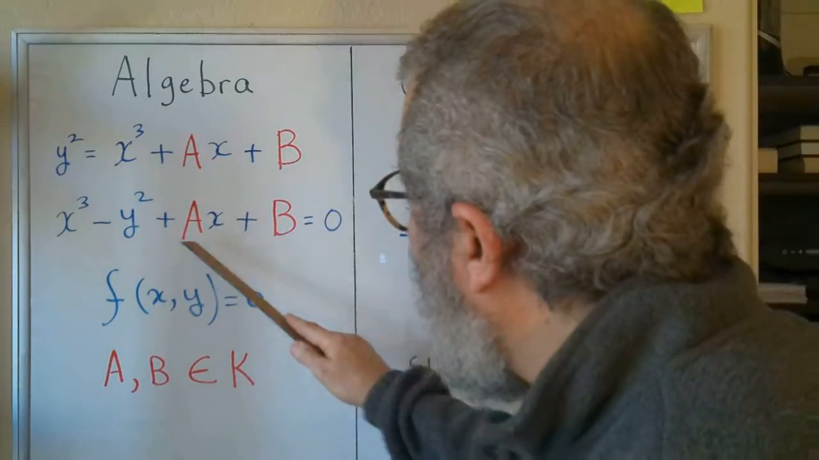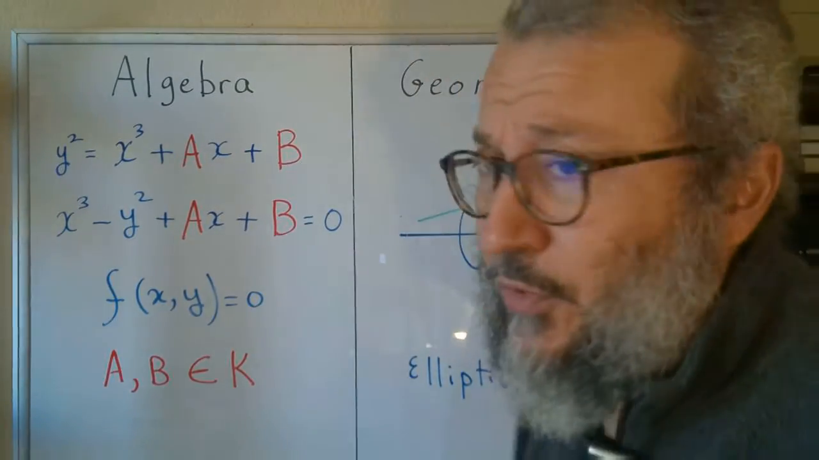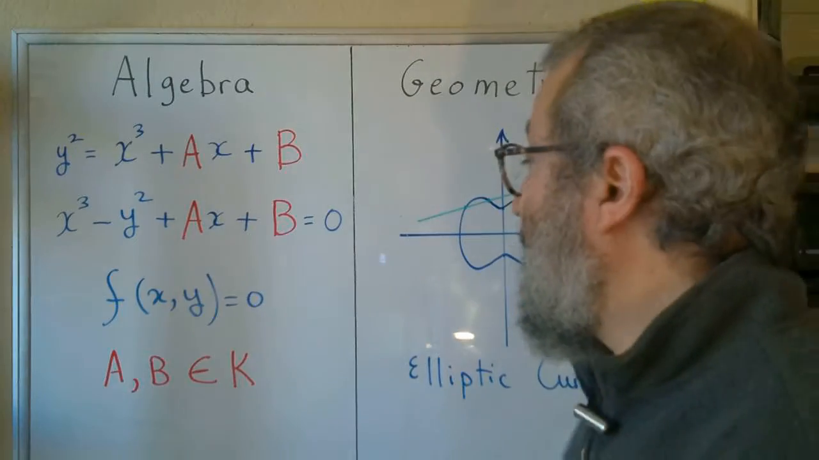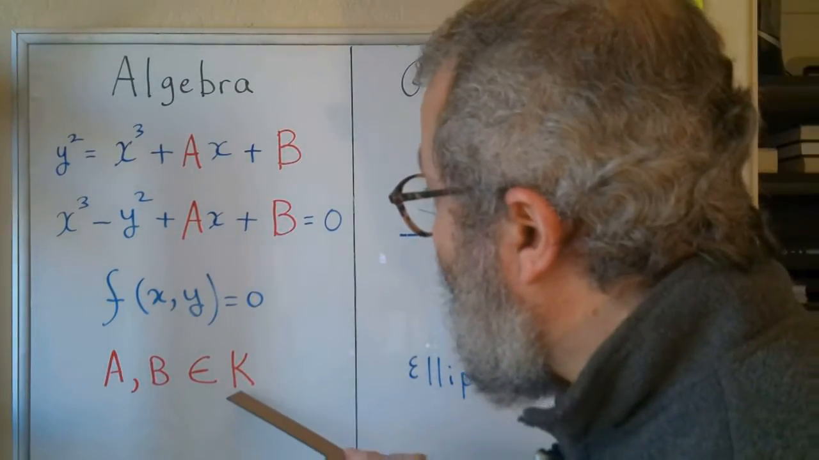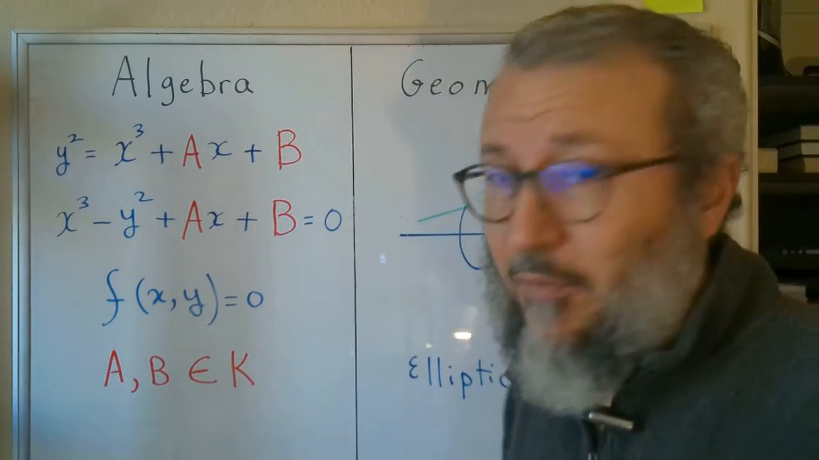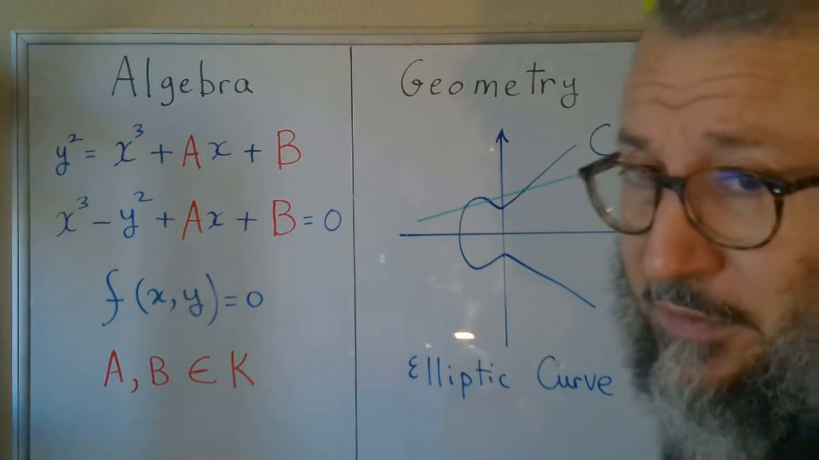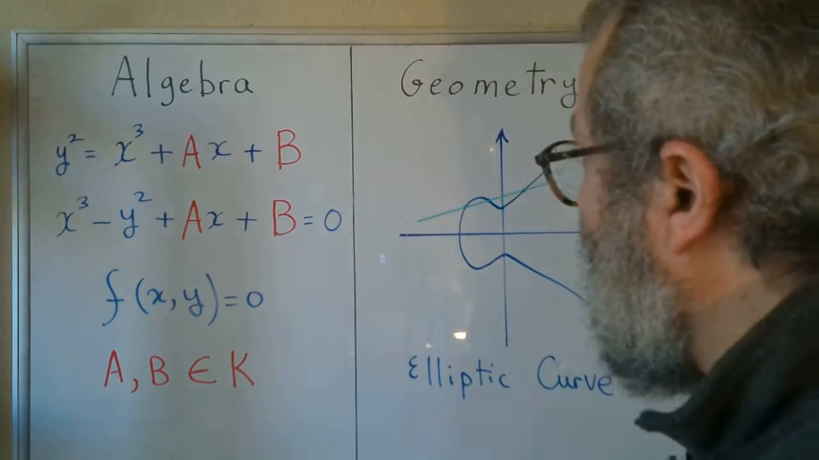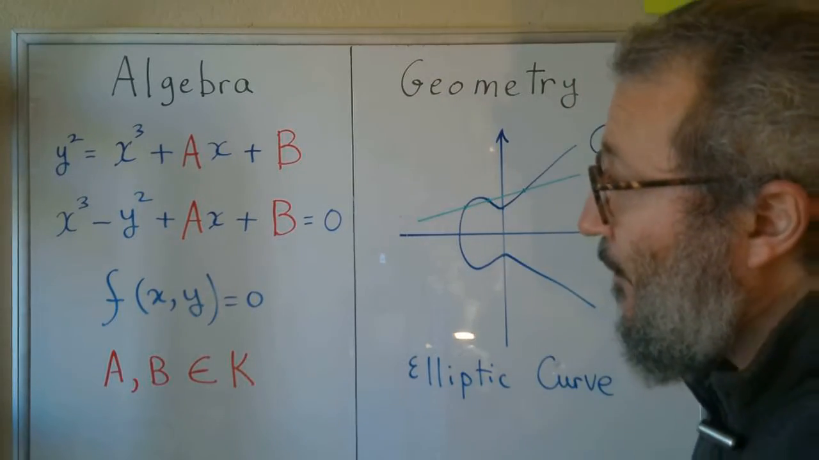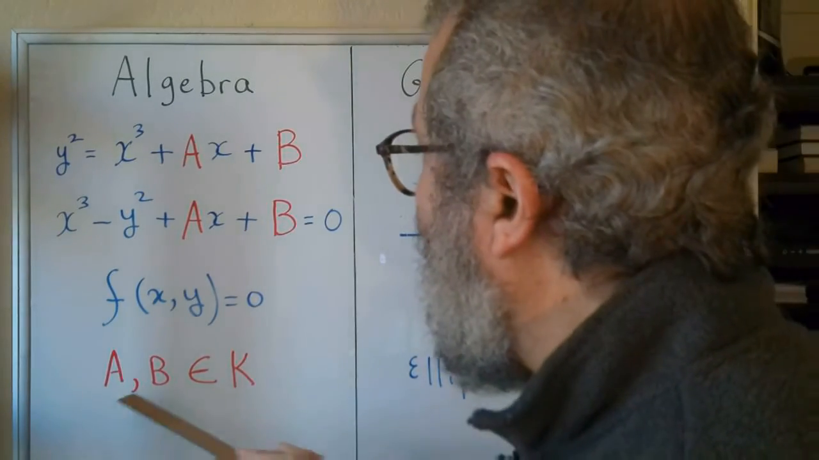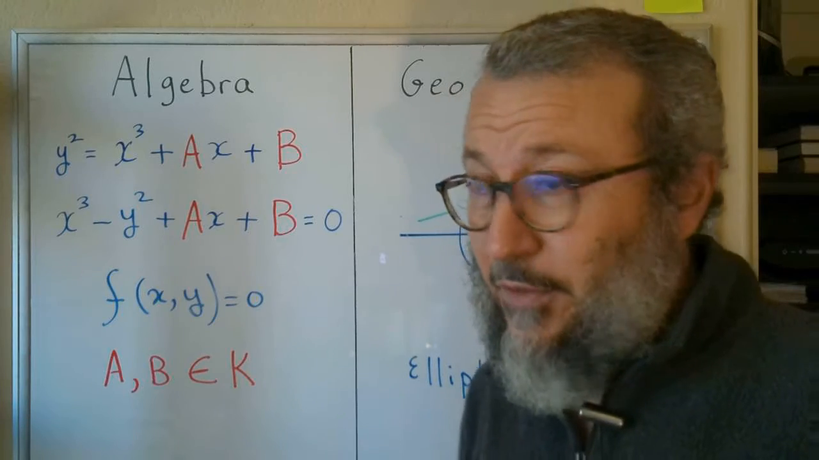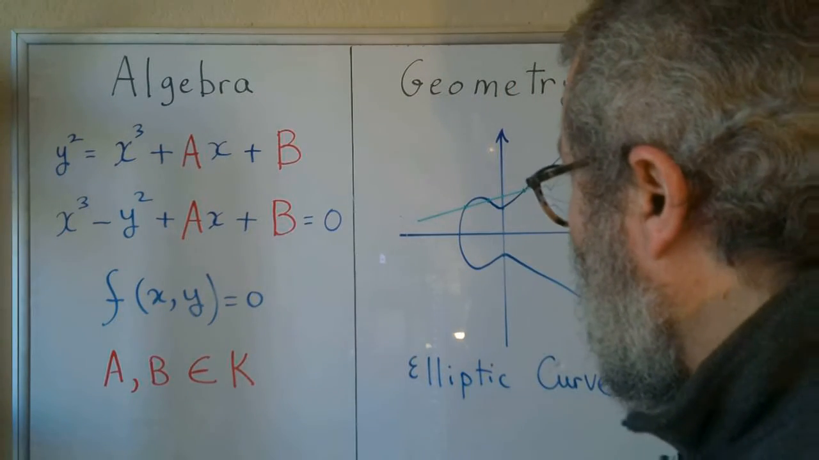So that's the role of A and B. A and B usually belong to a field. And that's to make sure that we have closure. We can talk about that later when we talk about more details related to the variables and the parameters. But just keep in mind for now that A and B belong to a particular field.